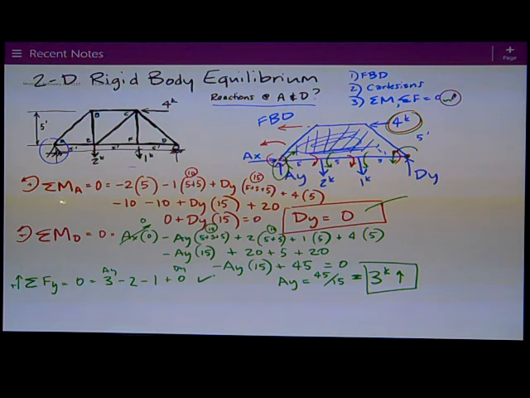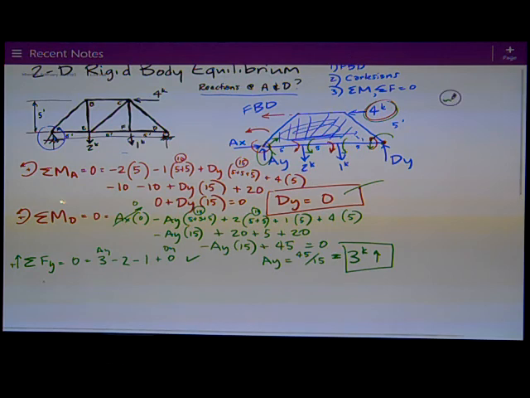I could have done that first and solved for AY as 3 and checked it with that moment calculation. I just was curious because I got an interesting answer, a zero answer. So I just use sum of moments. So you can oftentimes check your answers using a different sum and moments about a different point.